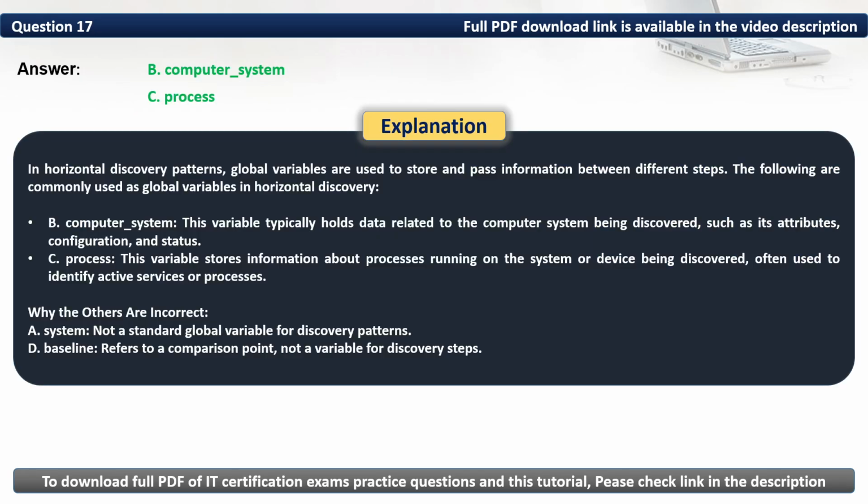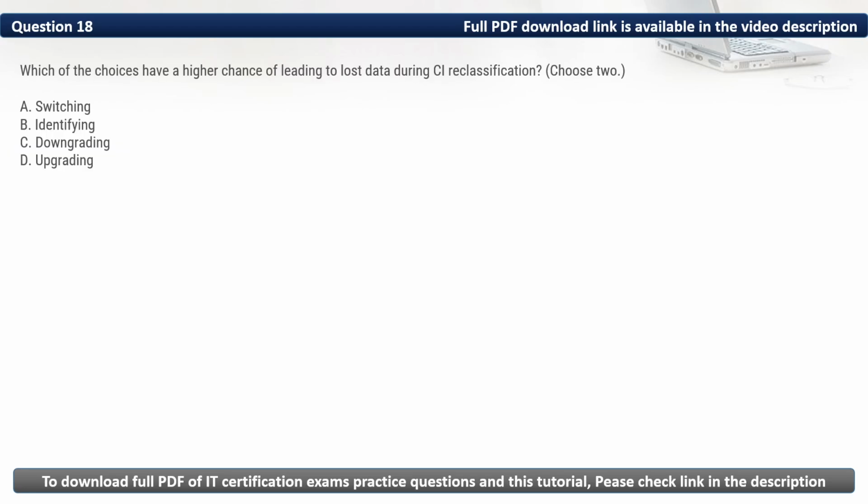In horizontal discovery pattern, global variables are used to store and pass information between different steps. The following are commonly used as global variables in horizontal discovery. Computer system. This variable typically holds data related to the computer system being discovered, such as its attributes, configuration, and status. Process. These variables store information about processes running on the system or device being discovered, often used to identify active services or processes.